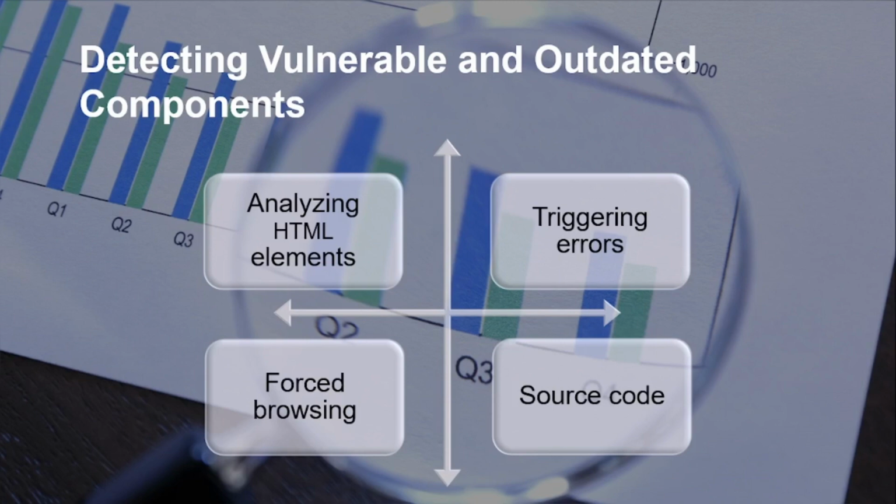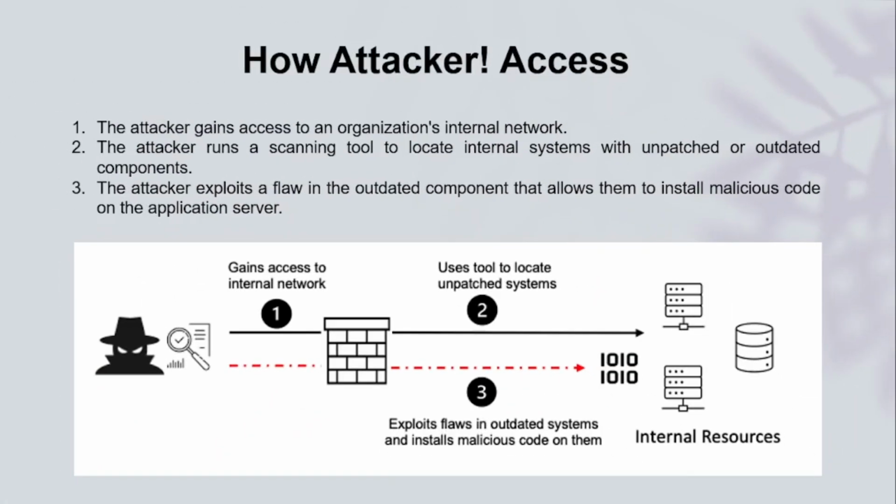And fourth, source code. If you are authorized to access the application source code, check the list of dependencies to see the packages employed in the project. This is all about how to detect vulnerable and outdated components. Now let's see how the attacker gets access.